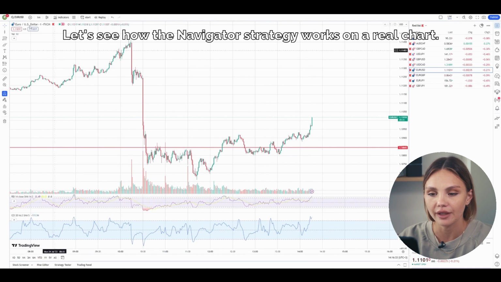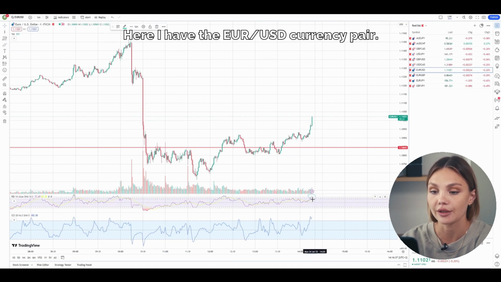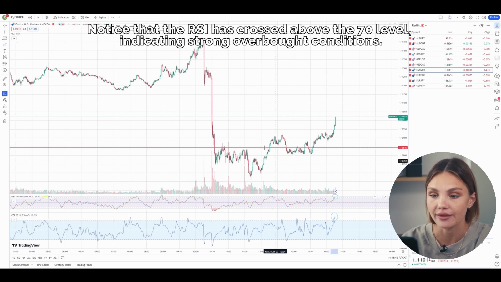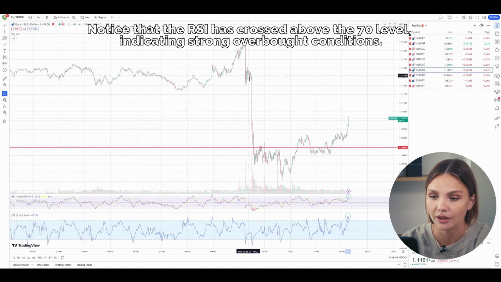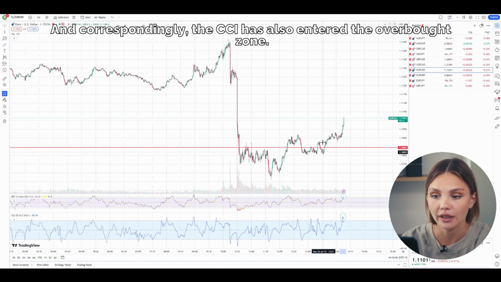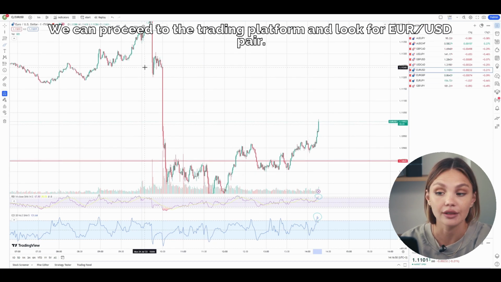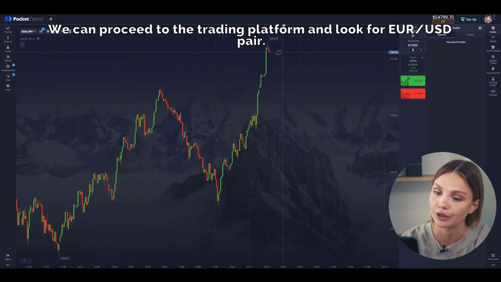Let's see how the Navigator strategy works on a real chart. Here I have the Euro and USD currency pair. Notice that the RSI has crossed above the 70 level, indicating strong overbought conditions, and correspondingly the CCI has also entered the overbought zone. We can proceed to the trading platform and look for a Euro and USD pair.